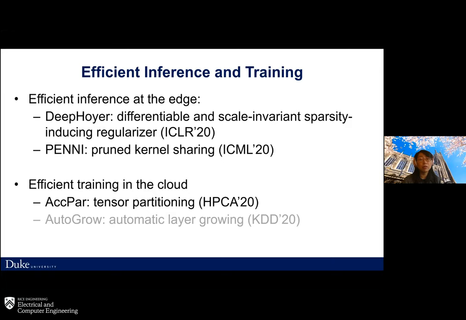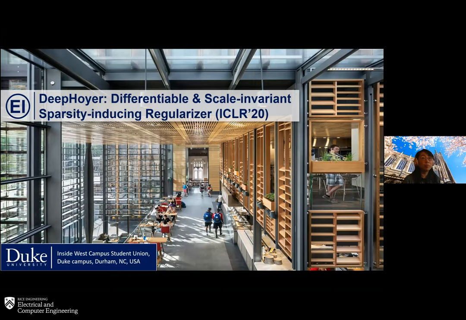Another trend is neural architecture search, NAS. AutoGrow in particular discusses automatic layer growing and what kind of strategy to apply. Considering the time constraint today, I might not have time to discuss the details of this work, but if you're interested, you may reference KDD 2020 for our paper. So let me jump into the first one, Deep Hoyer.